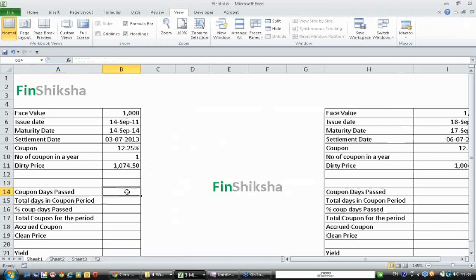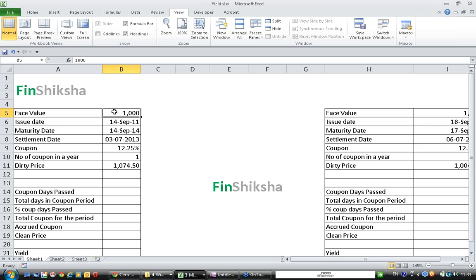In continuation with our last video, now let's see how to calculate the yield of a bond in between the coupon periods. Last video we saw how to calculate yield on a bond given on the exact coupon date. Now we will see how to calculate yield in a period that is in between coupons. So when the day is in between coupons, then the concept of dirty price comes in. Now let's see this example.